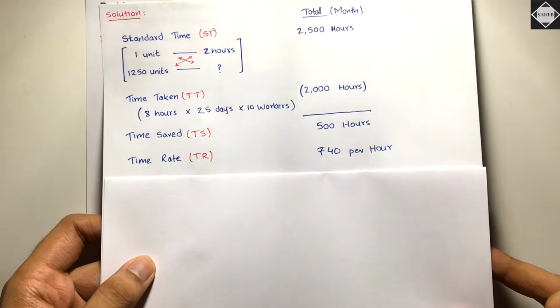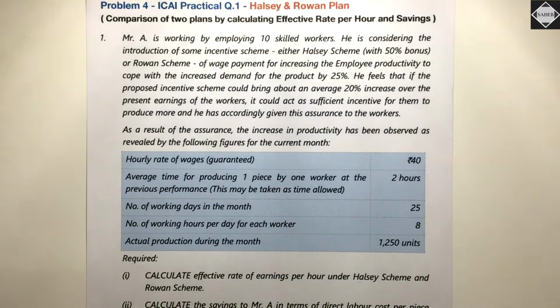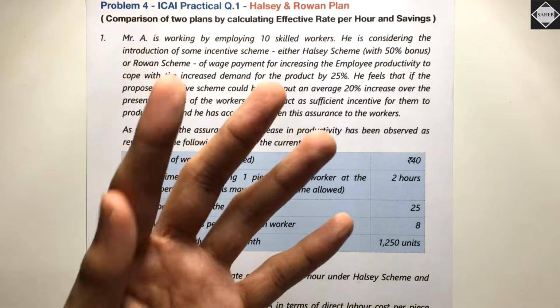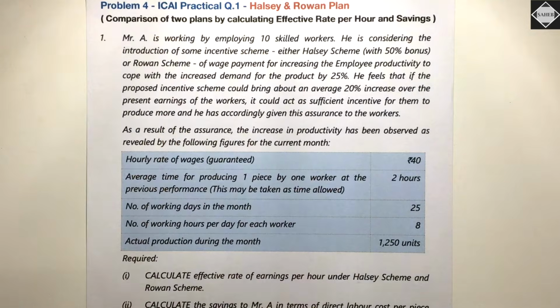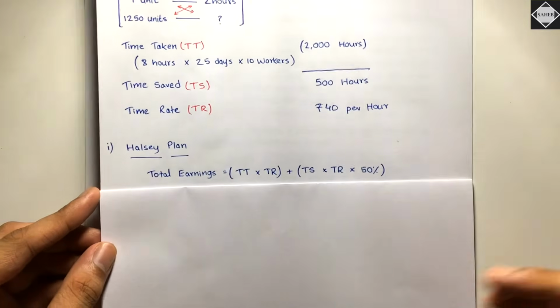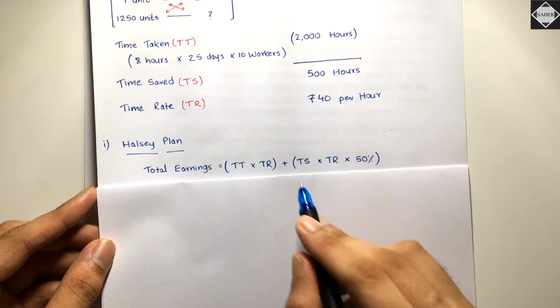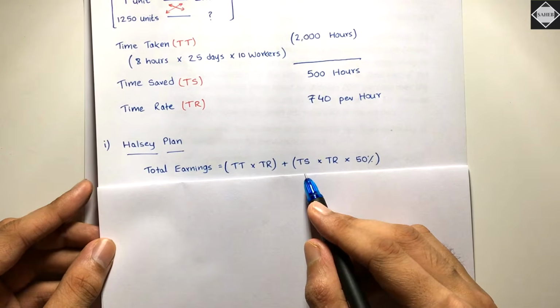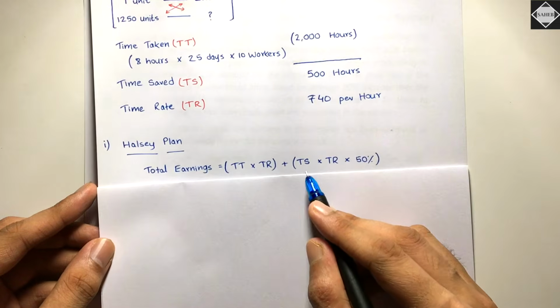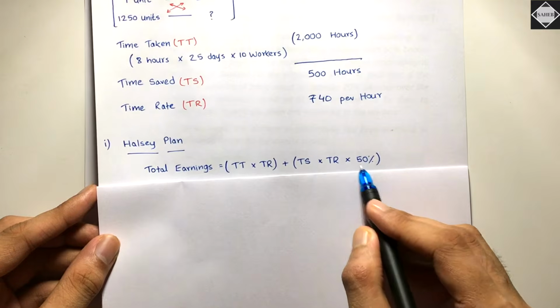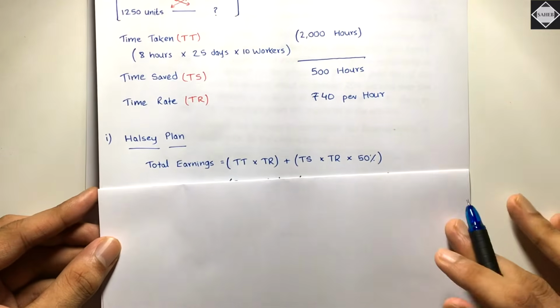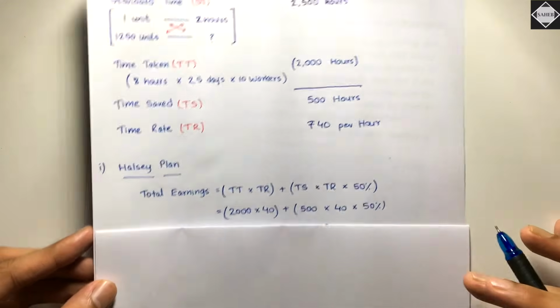Clear? Simple. Now we have all four ingredients: ST, TT, TS and TR, so we can easily apply the Halsey formula. What's the Halsey formula? TT into TR, the basic thing, and then the bonus thing. Half of time saved we give as a bonus. TT into TR plus TS into TR into 50%. Is it clear? Just input the values.